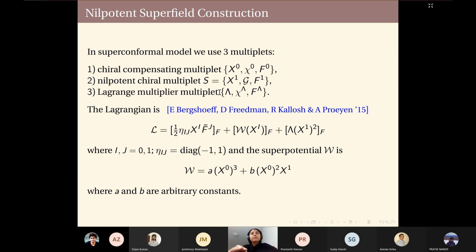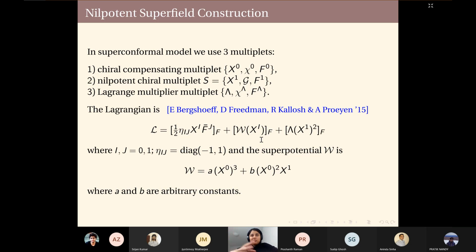Okay, so this is a very schematic description of the first model for pure dS supergravity. The authors of that paper start with 3 different multiplets. The first one is called a chiral compensating multiplet. It has these components: a scalar field, a fermion, and another scalar field. Then this is the nilpotent chiral multiplet, and this is a Lagrange multiplier multiplet. Always the first and third components are scalars, while the middle one is a fermion.